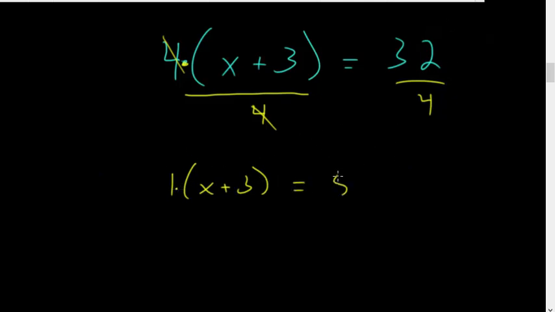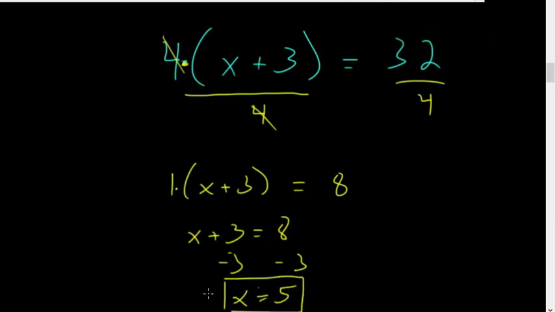And 32 over 4 is 8. And 1 times anything is itself. So we can drop the parentheses here. You just get x plus 3 is 8. And to cancel out addition, we will subtract 3 on each side, and you get that x is 5.